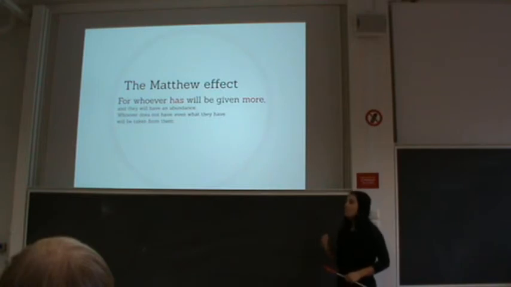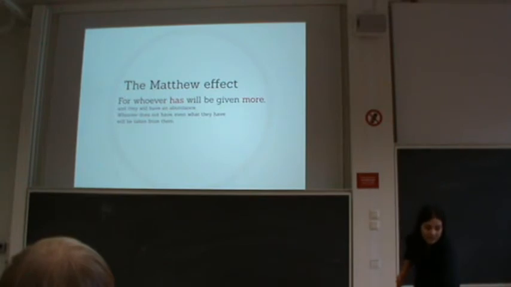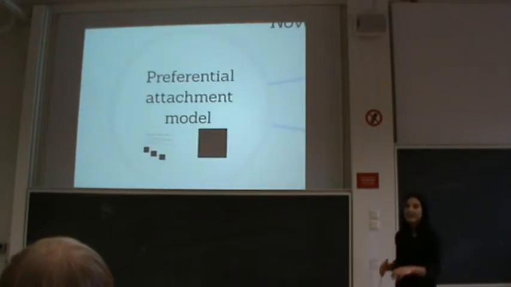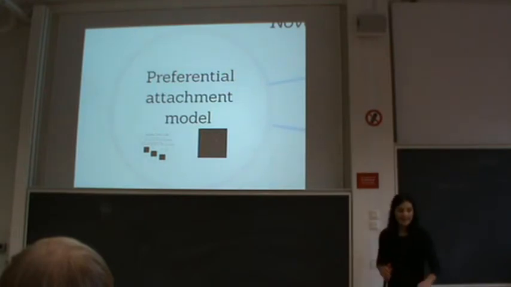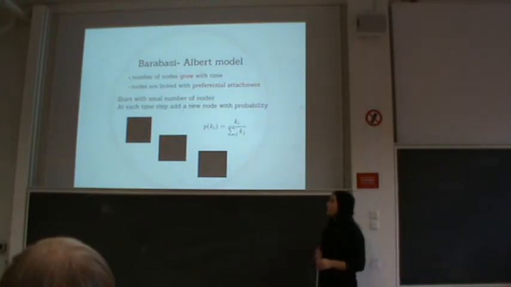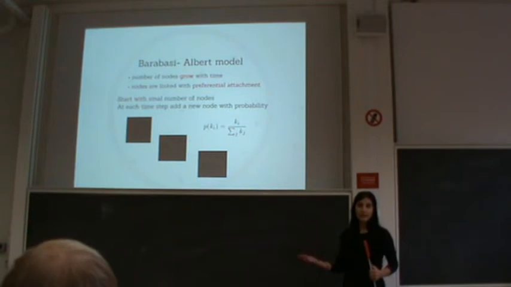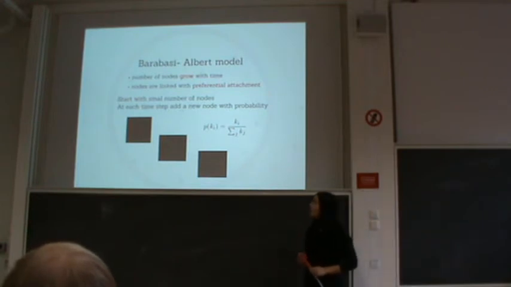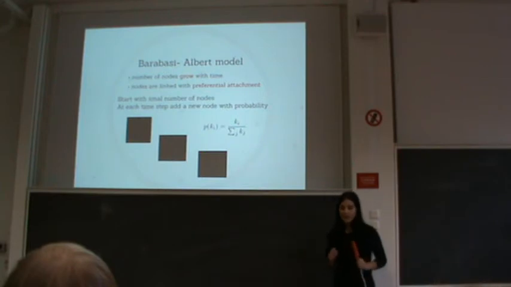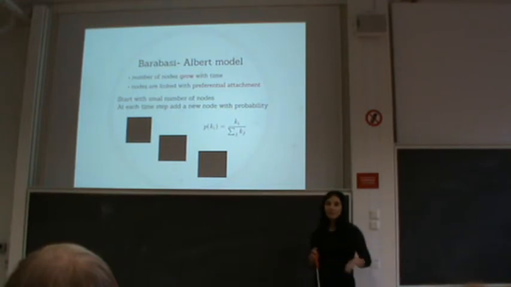And this type of model was proposed by Barabasi and Albert in 1999. It's called the preferential attachment model. And it is based, as I mentioned, on two concepts. The first one is that we have this kind of growth: the number of nodes changes in time. And the second one is that these nodes are not linked randomly, they are linked with a certain bias.